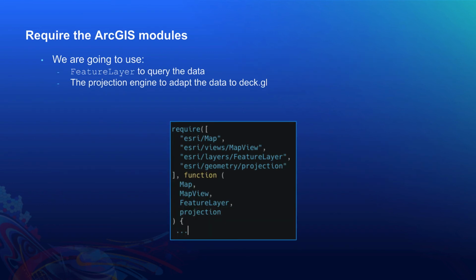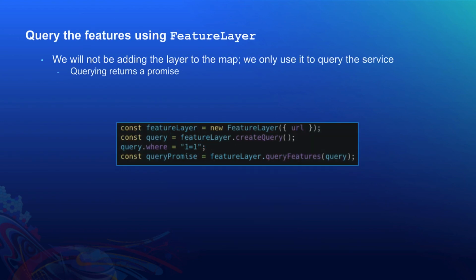In this sample, we will be fetching data from an ArcGIS feature layer, we will reproject it using the projection engine, and we will render it with deck.gl. We use require as usual to load the JS API modules that we need. The feature layer will not be added to the map. We will only use it for querying. Querying a feature layer returns a promise, which we store into a local variable.